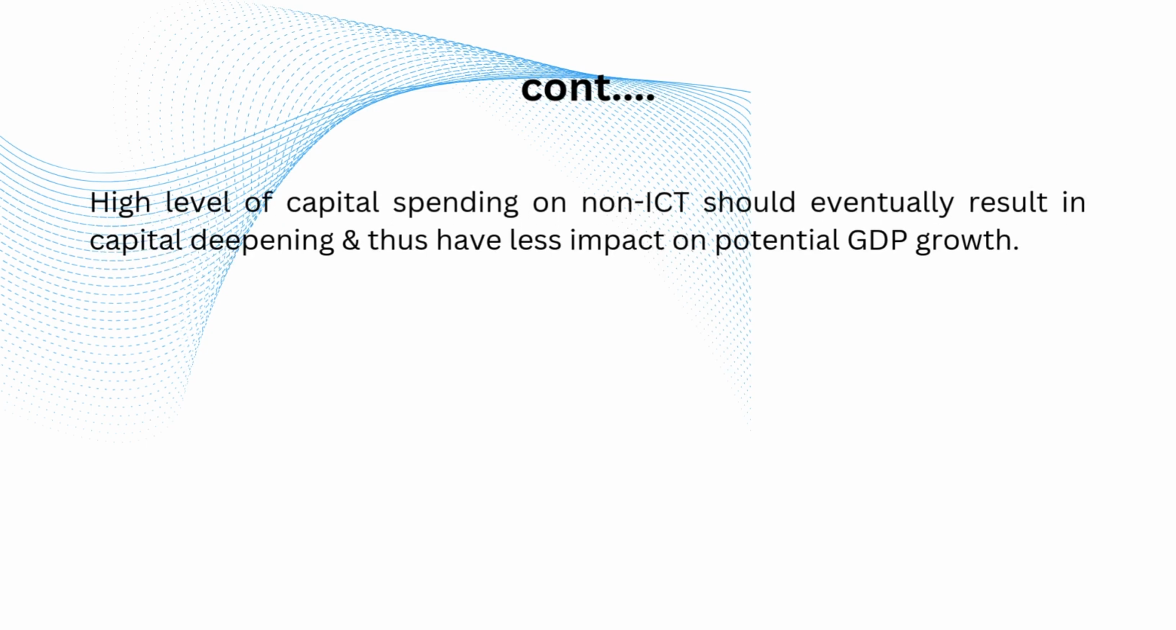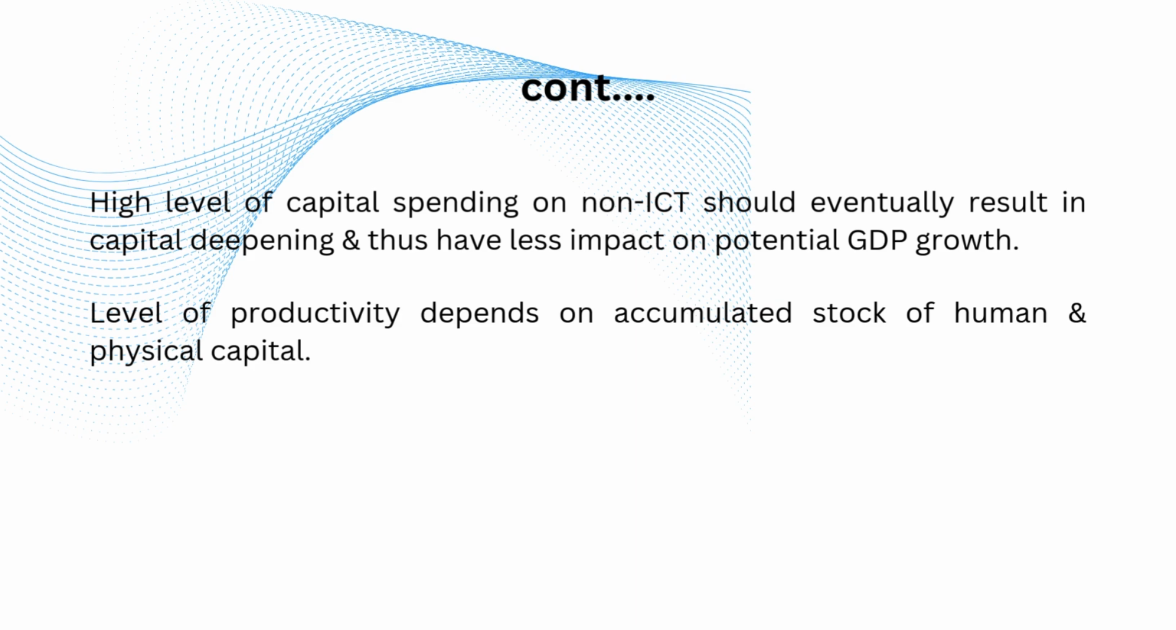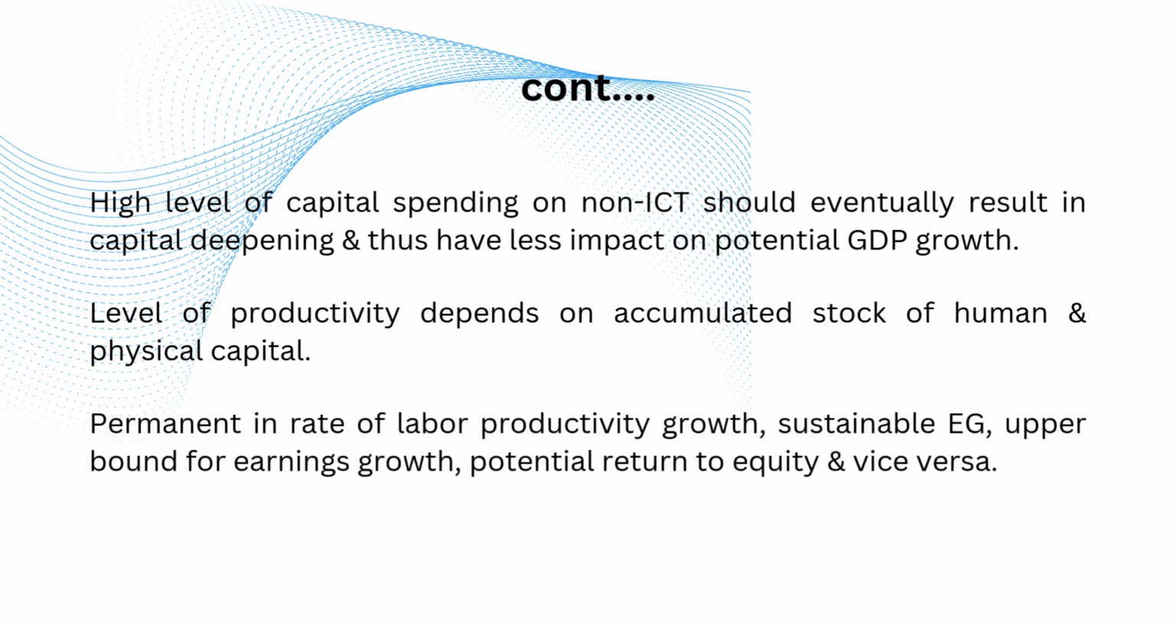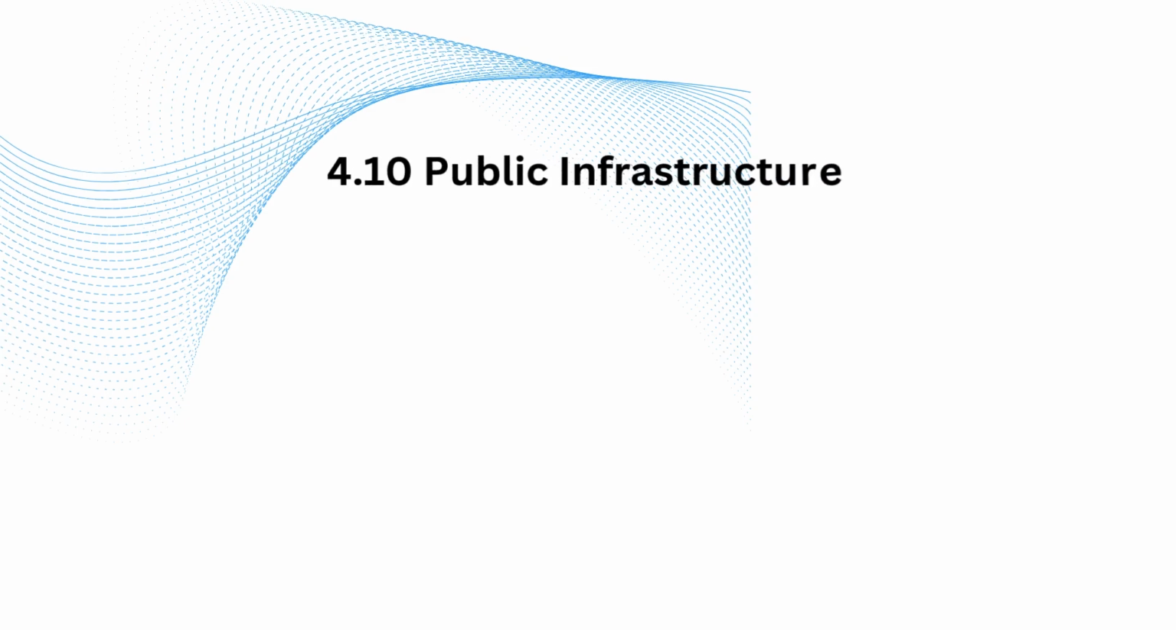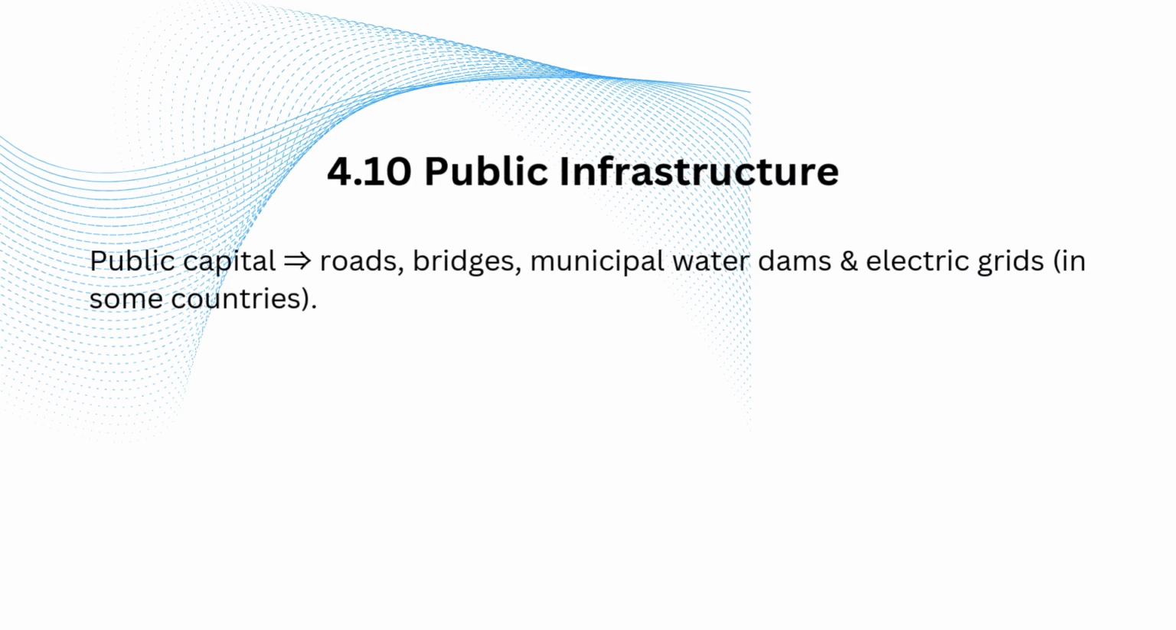High level of capital spending on non-ICT should eventually result in capital deepening and thus have less impact on potential GDP growth. Level of productivity depends on accumulated stock of human and physical capital. A permanent change in rate of labor productivity growth is sustainable, e.g., upper bound for earnings growth, potential return to equity and vice versa. 4.10 Public infrastructure. Public capital: roads, bridges, municipal water, dams and, in some countries, electric grids.